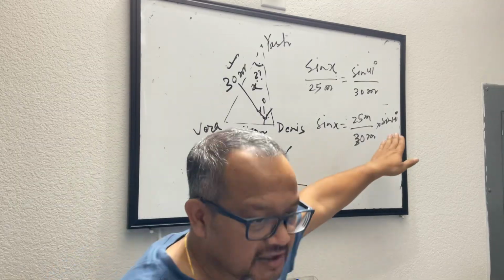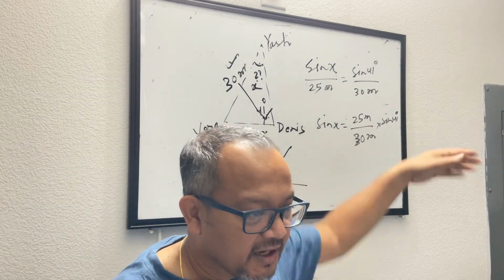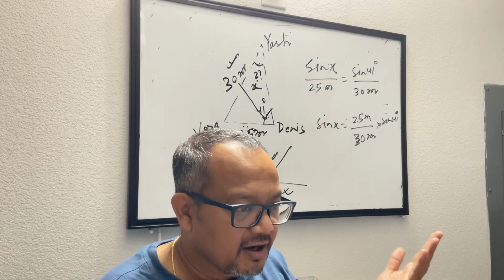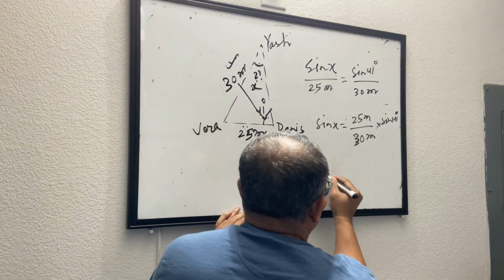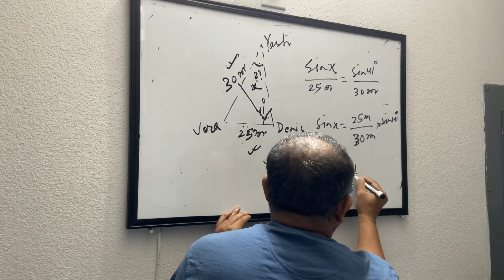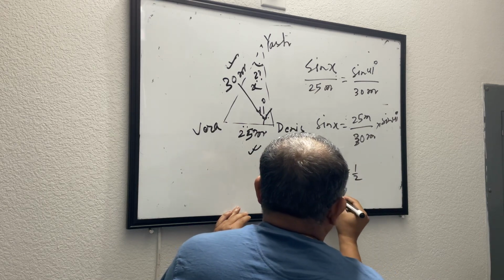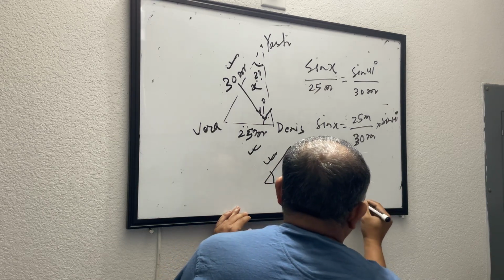Solving, again, you will have a calculator for finding it out. I don't have a calculator with me right now, but I can make some judgments here. What we know is sine of 30 degrees is equal to half. Sine of 45 degrees is equal to 1 by root 2.